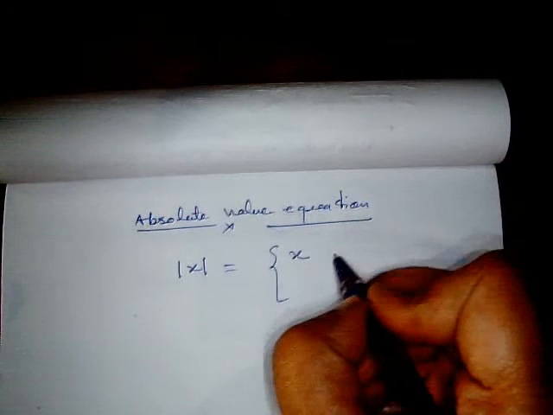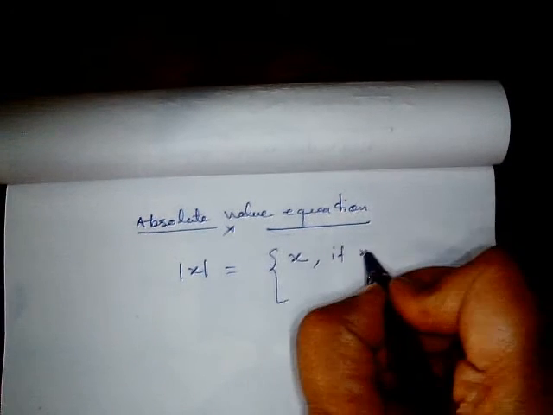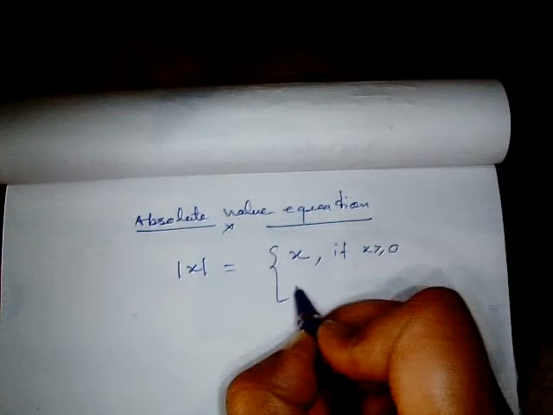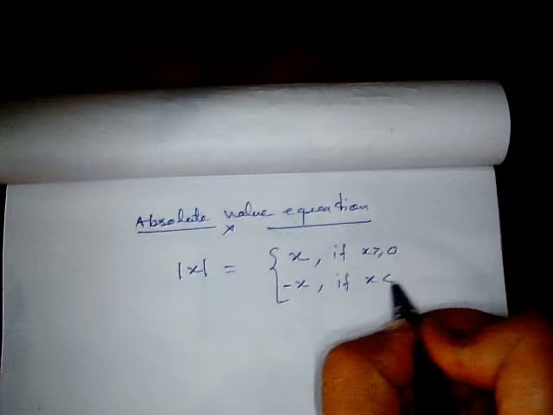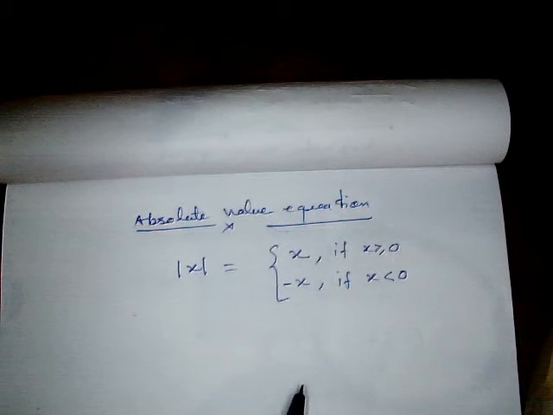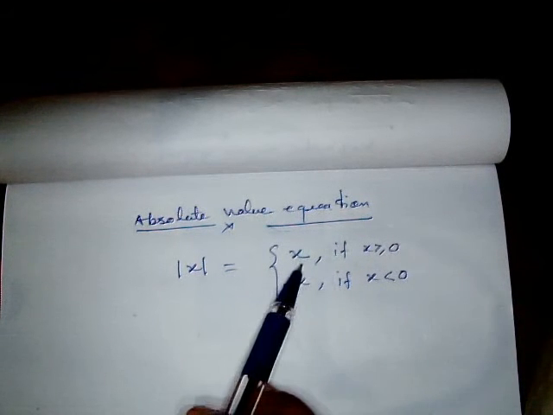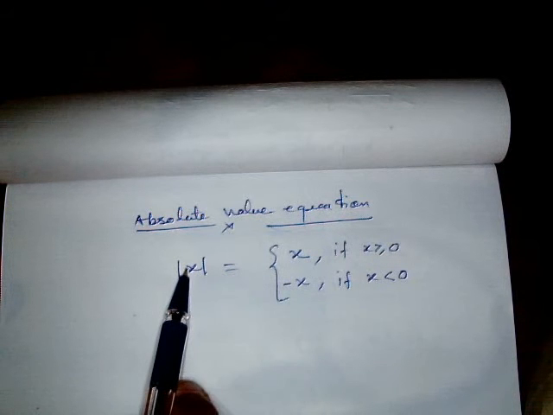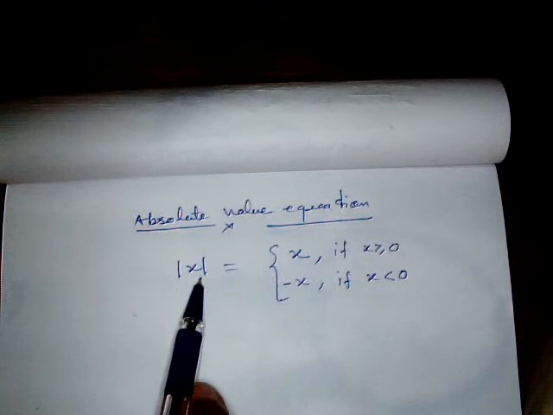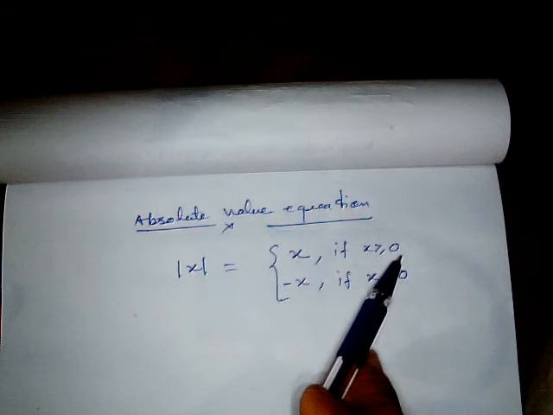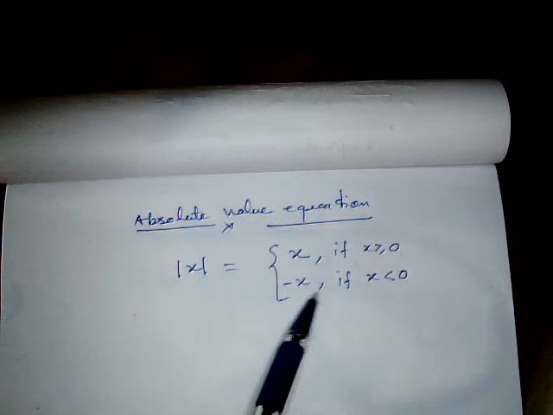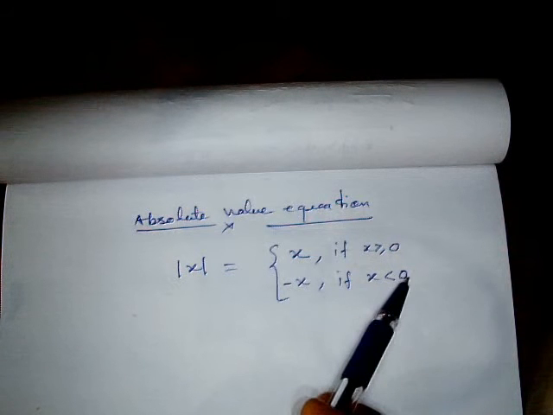as x if x is greater than or equal to 0, and negative x if x is less than 0. So the absolute of x is defined as x when the value placed inside the vertical lines is greater than or equal to 0, and it is negative of x if x is less than 0.